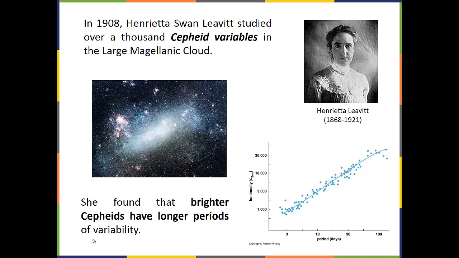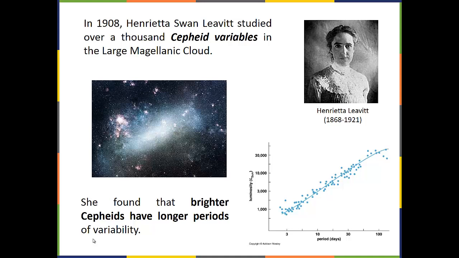She didn't know how far away they were, but since they appeared to be part of a cloud, she assumed that they were all at roughly the same distance from the Earth. What she discovered is that the brighter a Cepheid is, the longer it takes to go from bright to faint to bright again. What this means is that you can use Cepheids as a distance indicator.